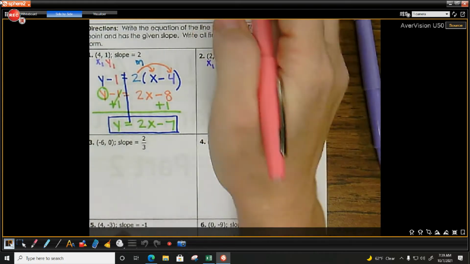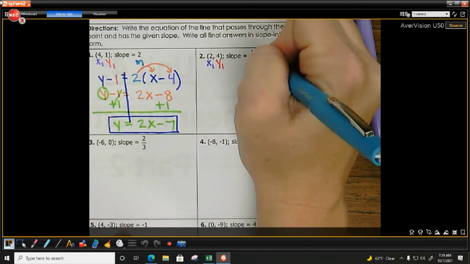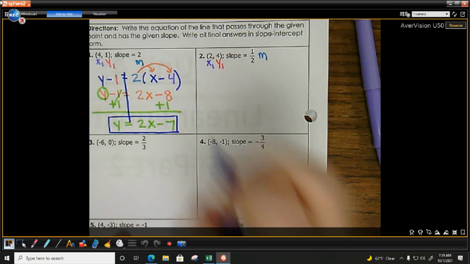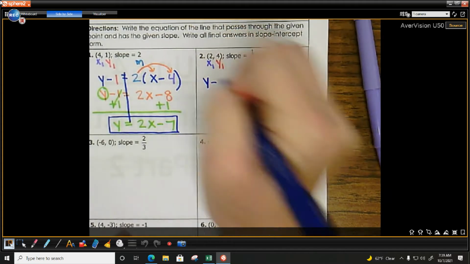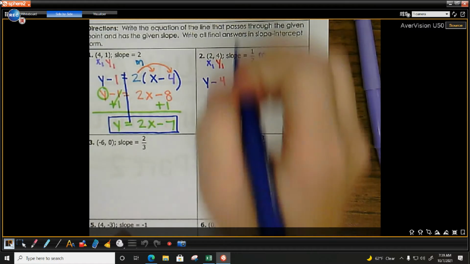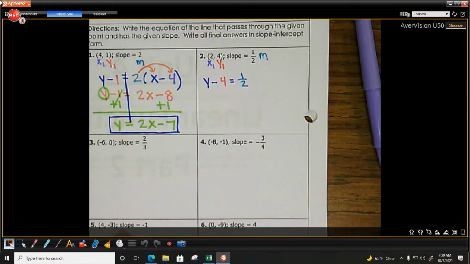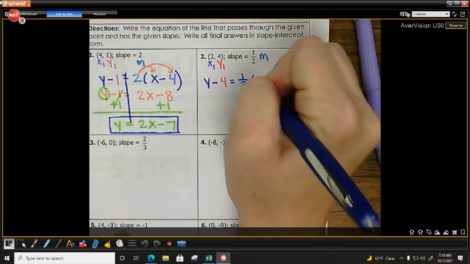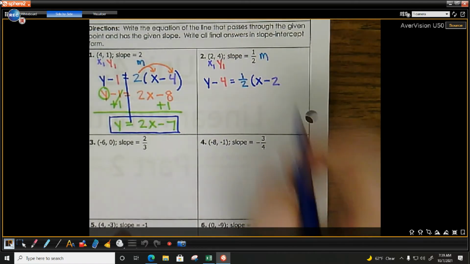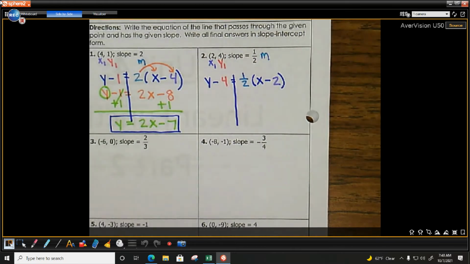X1, Y1. And then my M is 1/2. So let's write our equation. It's Y minus, what's Y1? 4, very good, equals, what's M? 1/2, parentheses, X minus, what's X1? 2, very good. Let's draw our line through the equals, and we're going to solve for Y.